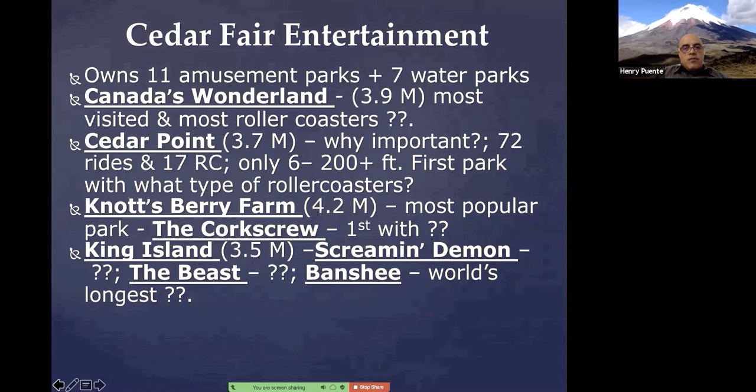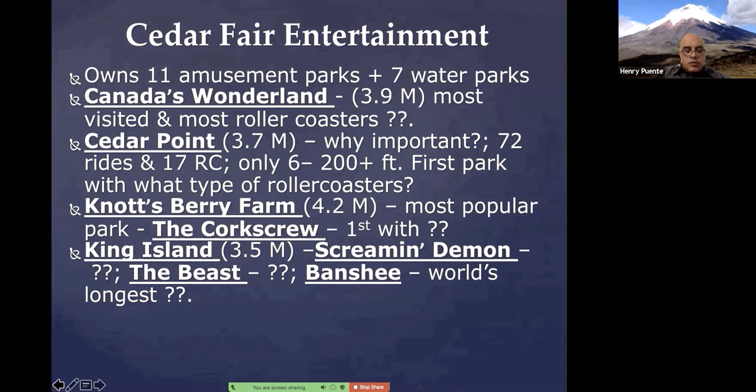Okay, Knott's Berry Farm. Knott's Berry Farm is the most popular of the parks that's owned by Cedar Fair. Most of the parks that Cedar Fair owns are seasonal parks, whether it's Canada's Wonderland or Cedar Point or even Kings Island. They're all seasonal because the weather is terrible. Knott's, because it's in Buena Park, doesn't really get that cold in California. So that's the advantage that Knott's has over the other parks within the Cedar Fair umbrella. Again, it's the most popular of the amusement parks within the Cedar Fair family.